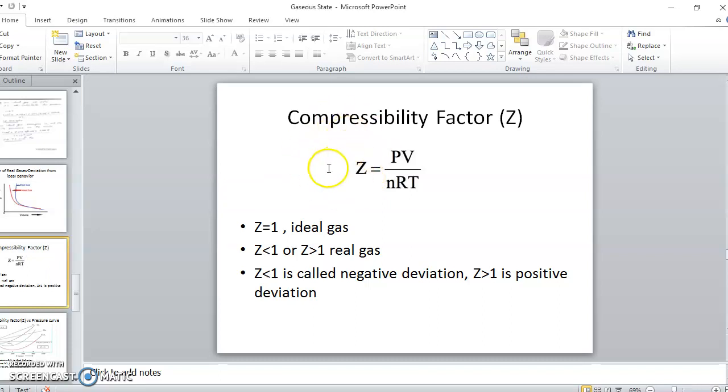In order to discuss how far the real gases are deviating from ideal behavior, we have a term called the compressibility factor. It is denoted by the letter Z, and Z is equal to PV by nRT, the usual terms. Since for an ideal gas PV equals nRT, the Z value must be equal to 1, which implies an ideal gas. Z less than 1 or Z greater than 1 indicates a real gas. Z less than 1 is called a negative deviation, while Z greater than 1 is called a positive deviation.